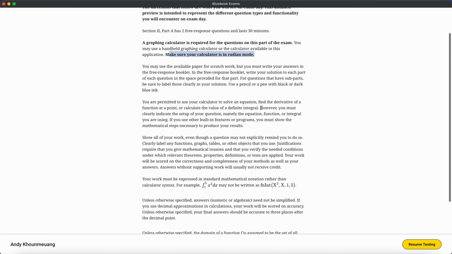It's very, very important, especially on the calculator active questions, that whenever you are entering your answers, you always indicate the setup of your question on your FRQ booklet. Another thing is, don't use calculator speak, so don't write down what you might have written on Desmos. We don't want that.